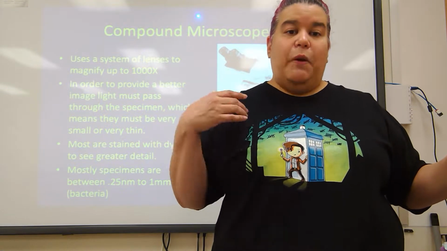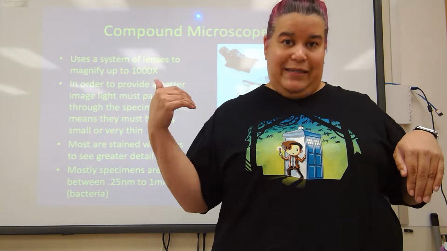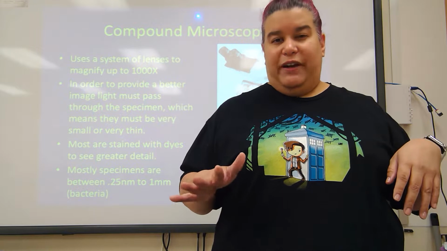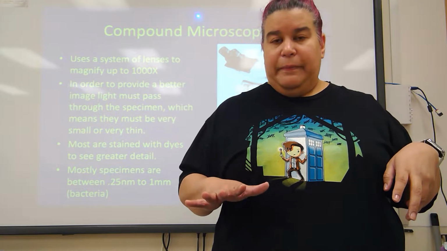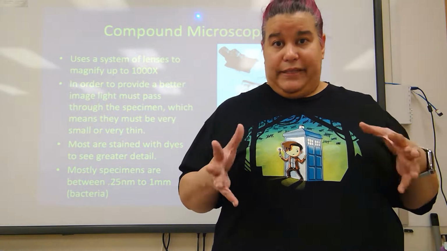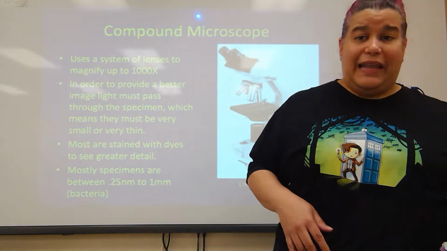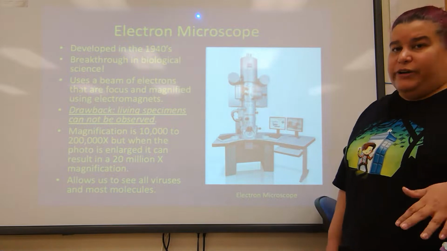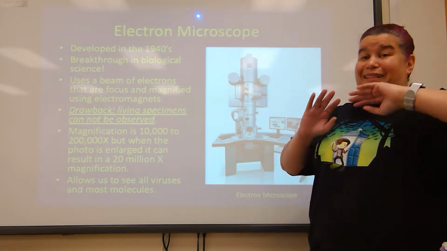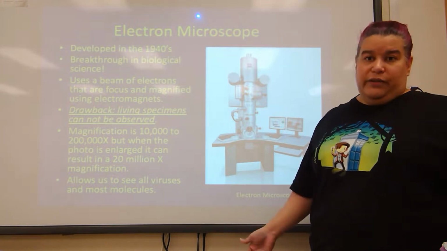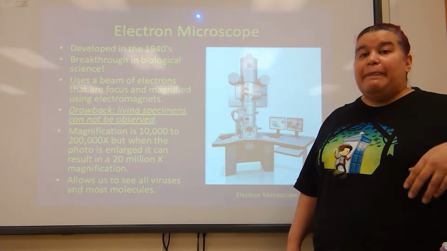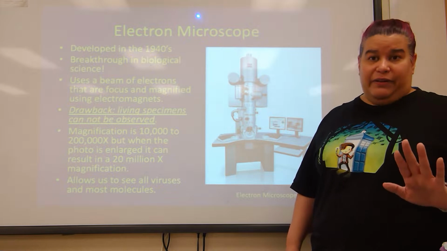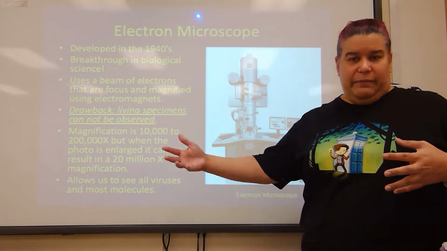Okay, so most of our specimens using this type of microscope, the compound microscope, are between 25 nanometers and 1 millimeter in size. And we're talking bacteria in this case. Now, the last type of microscope I'm going to mention is the electron microscope. It was developed in the 1940s. For us, this was life-changing. This was a huge breakthrough for the scientific community because it allows us to magnify things that we were never able to magnify before, or at least the number of times we're able to magnify.